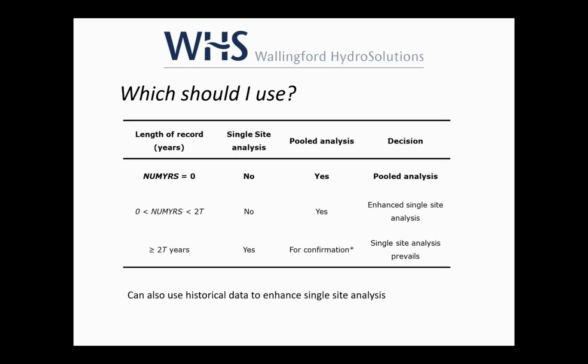If your site is ungauged, you're always going to fall back on the pooled analysis. If your site is gauged, the decision will really depend on your record length, but also the return period your study is looking to investigate. The general rule of thumb: if your record length is less than 2 times the return period you're investigating, it's likely that you should use the enhanced single site analysis. Where your record length exceeds 2 times the return period you're looking to investigate, the single site analysis option prevails.